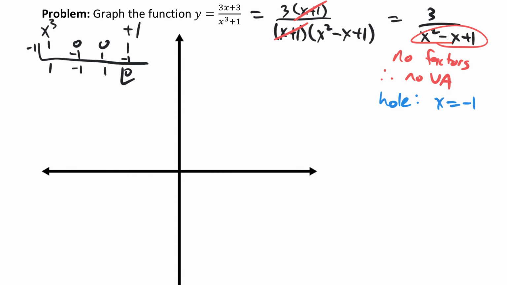And then we have to plug that in to get the y value. So y is going to be 3 over 1 plus 1 plus 1, which is 3 over 3, which is 1. So we've got a hole, no vertical asymptote, and our horizontal asymptote. Well, it's going to be bottom heavy, so that's just y equals 0. Okay, so we put our horizontal asymptote on. We grab our hole here at negative 1, 1.